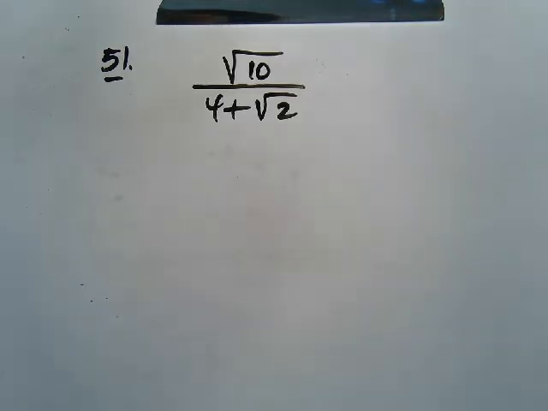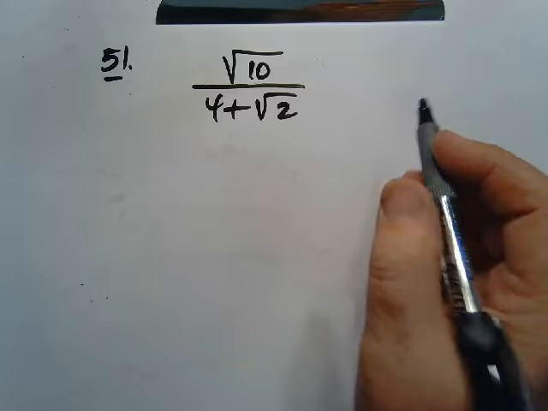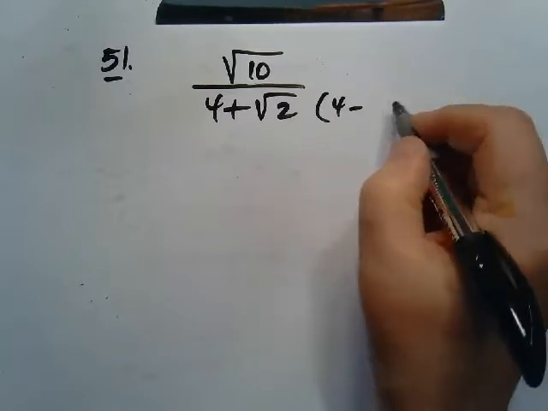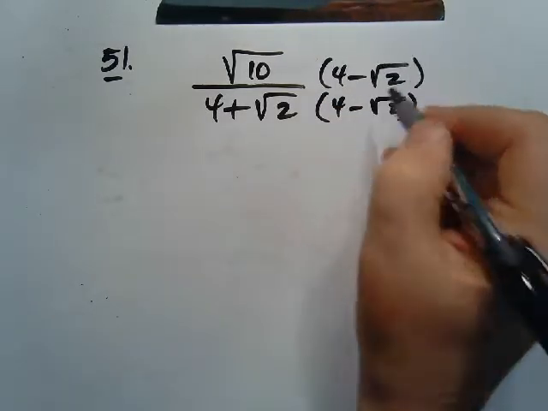All right, here's another one. Pretty much like the last one. We have a little something extra on the top here. The problem's pretty much the same. So we're going to multiply both top and bottom here by the conjugate.